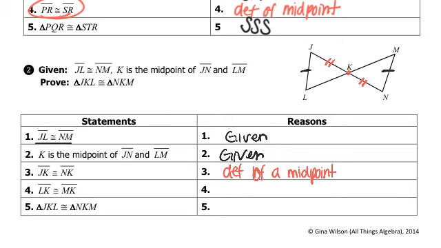Now, the next one says LK is congruent to KM. Well, this is also the midpoint of LM. So that means these two are congruent. So also by the definition of a midpoint, they're congruent. So triangle JKL is congruent to triangle NKM by side, side, side, because we have three sides marked on both. All right? Okay.